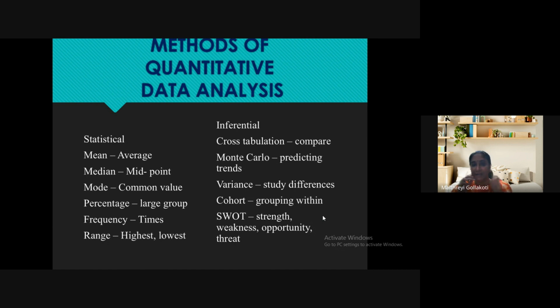And next is variance. Variance is nothing but studying the differences in data. What are the chief differences in data? Okay. And next, cohort. Cohorting means grouping within. Suppose we are taking data for 100 people. So in that 100, we can cohort. Like how? Among these 100, how many people are from age groups? Teenage group? How many people are adult group? How many people are old people group? Like that, we can create groups within the data. That is called cohorting. Okay.